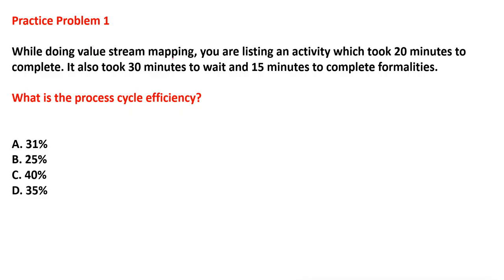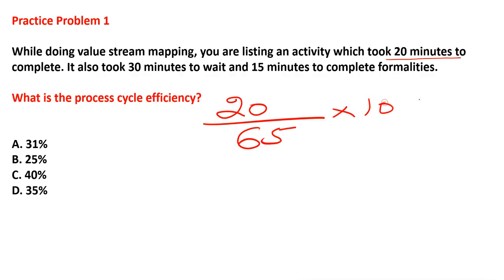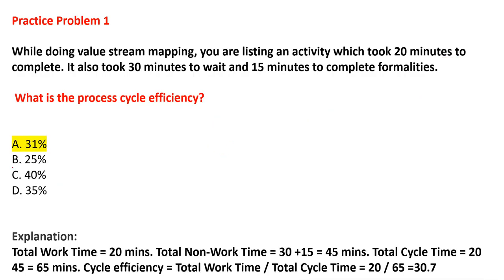While doing value stream mapping, you are listing an activity which took 20 minutes to complete. It means 20 minutes is the value added activity, divided by the total. It also took 30 minutes to wait and 15 minutes to complete. So 20 plus 30 plus 15, 65 is the total lead time, times 100. Now you can simplify and select the answer which is close to this one. So here it is 30%, and you can double check. I hope this question is clear, right? This is how you have to solve the question in your real PMP exam.